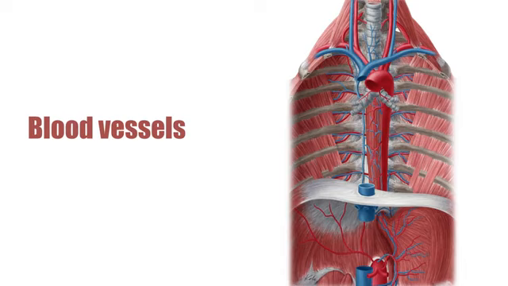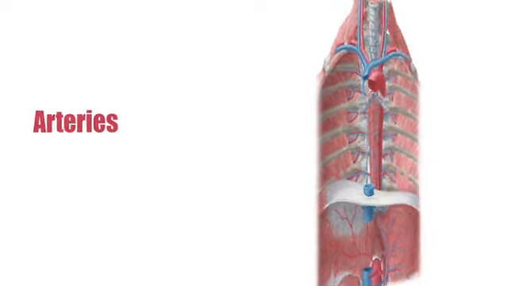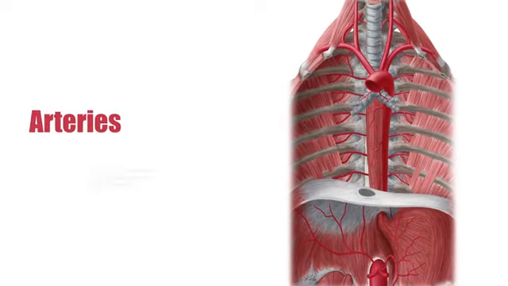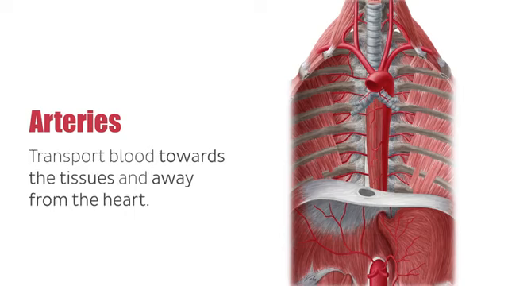There are 3 major classes of blood vessels, namely arteries, veins, and capillaries, and they are categorized according to their histological structure. Arteries transport blood between the tissues and away from the heart and have thick muscular walls with small internal lumina or passageways that can withstand blood under high pressure.